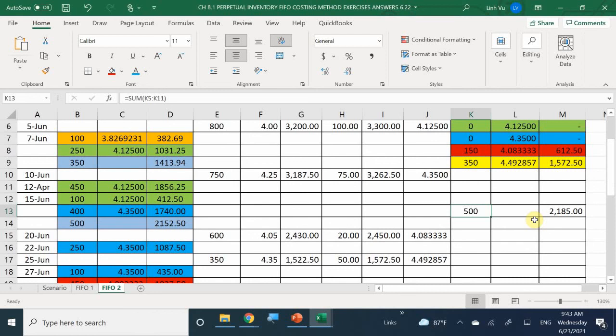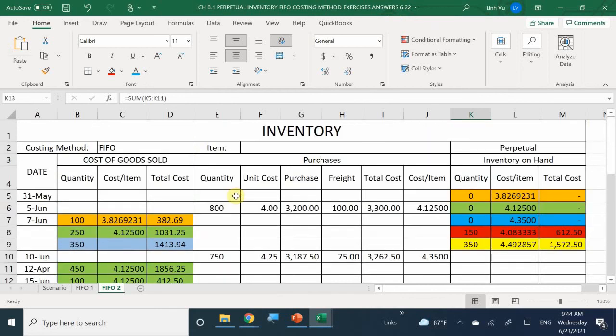Okay? We always constantly know how much inventory we have at all times. We are constantly updating our inventory. Every time we make a purchase, we add it to our inventory. Every time we sell a product, we have to subtract it out of inventory, right? So any questions here on how to do perpetual inventory using the FIFO method?